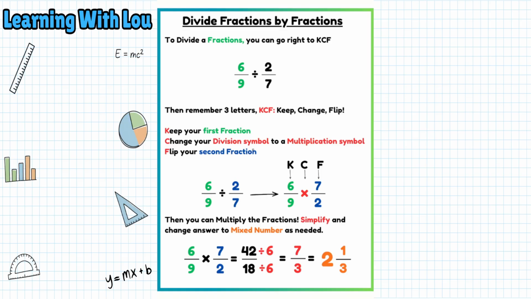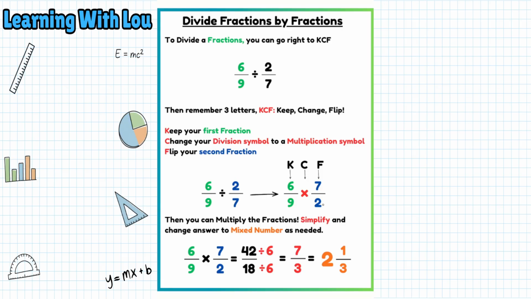You change your division symbol to a multiplication symbol. So instead of 6/9 divided by, we're actually going to change it to 6/9 times. And you can see the K tells us to keep our 6/9, the C tells us to change, and then the F is for flip. You flip your second fraction upside down. So we no longer have 2/7, we flip it the other way, we have 7/2. So we have a new equation here. Instead of 6/9 divided by 2/7, we have 6/9 times 7/2.